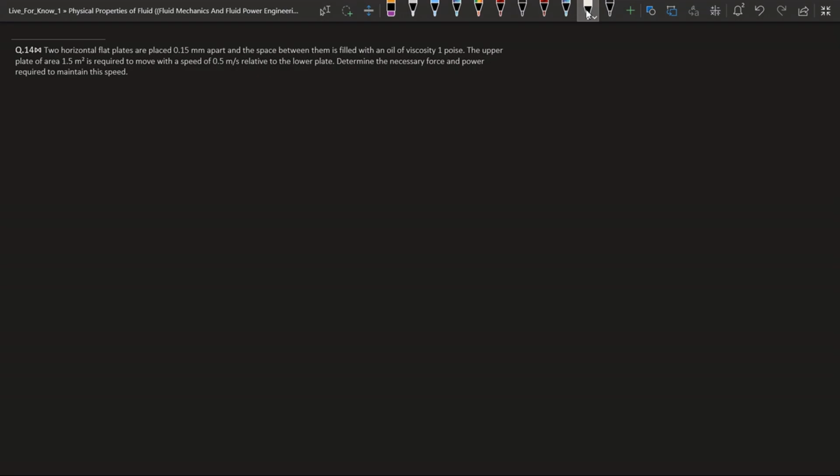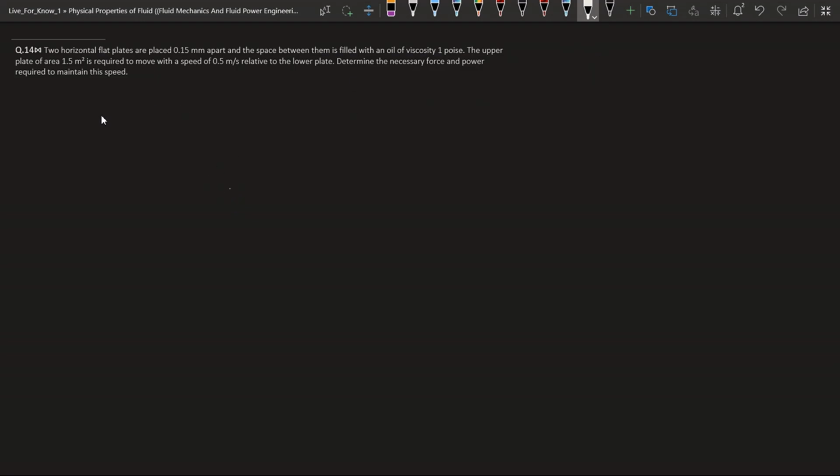So it's our next question. Two horizontal flat plates are placed 0.5 mm apart, and the space between them is filled with an oil of viscosity 1 poise. The upper plate of area 1.5 meter square is required to move with a speed of 0.5 meter per second relative to the lower plate. We need to determine the necessary force and power required to maintain this speed.